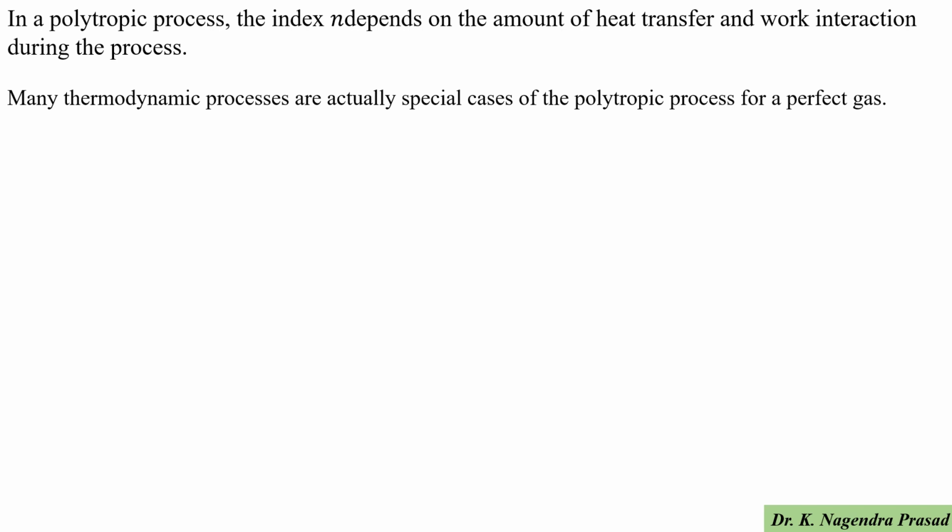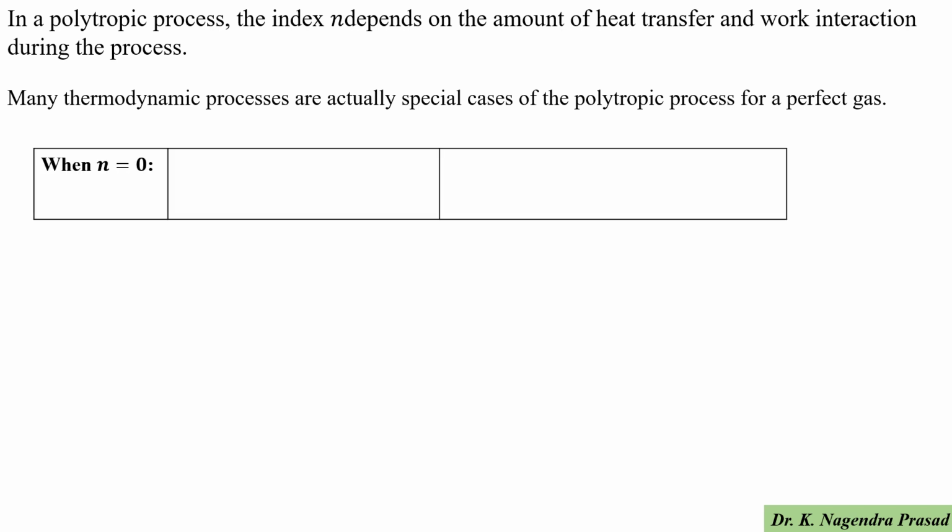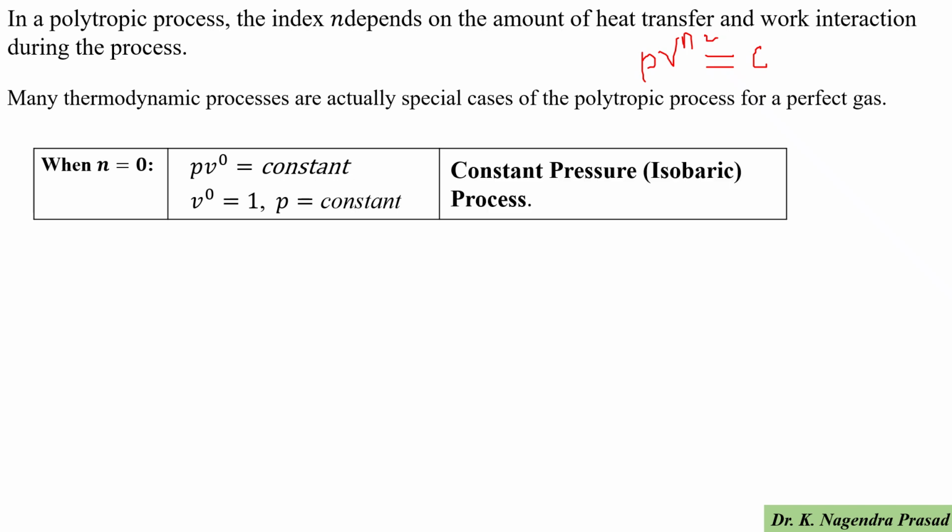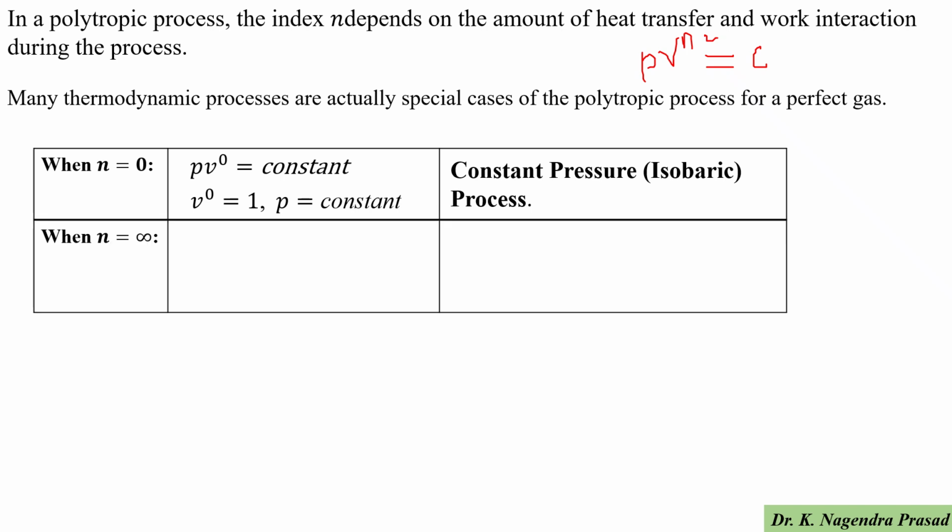So let's consider the first special case of the polytropic process. We know that in the polytropic process the relation is PV to the power n equal to constant. So here we are considering when n equal to 0. When n equal to 0, then PV to the power 0 equal to constant, then P equal to constant. So this process is the constant pressure process, or the isobaric process. So in the polytropic process, when n equal to 0, the process is the constant pressure process.